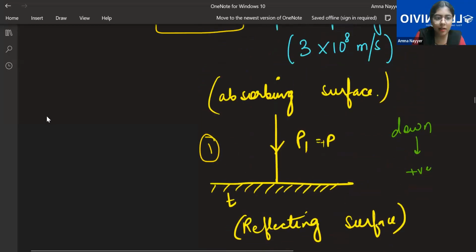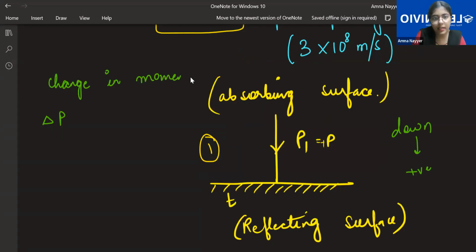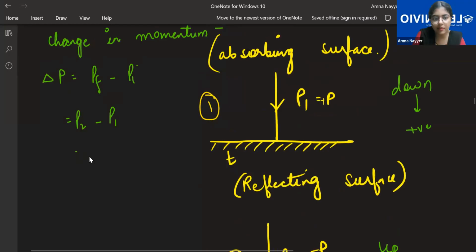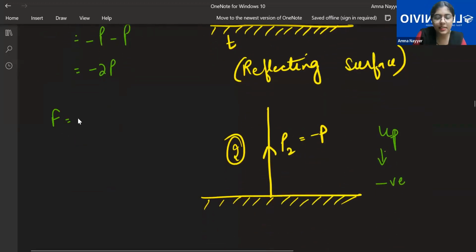Now when I calculate the change in momentum, this is a little related to your class 11th. The change in momentum will be final minus initial, P2 minus P1, which will be minus P minus P, equal to minus 2P. Force is the rate of change of linear momentum. That was Newton's second law. So the rate of change of momentum is this.